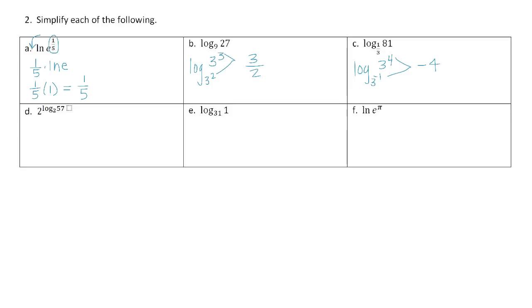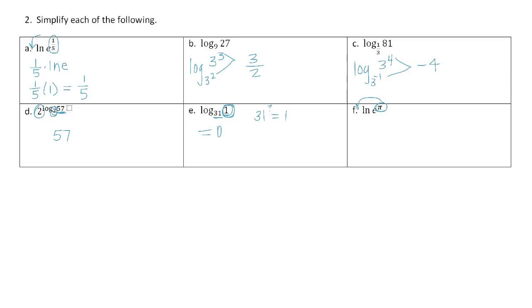All right, and then our next one, part D, was a formula that we had. As long as this base and this base are the same, my answer is sitting right there. It's 57. All right, in our next problem here, log base 31 of 1. Anytime this value is 1, our whole entire logarithm value is 0, because this is saying 31 to what power gives me 1, and it has to be 0.